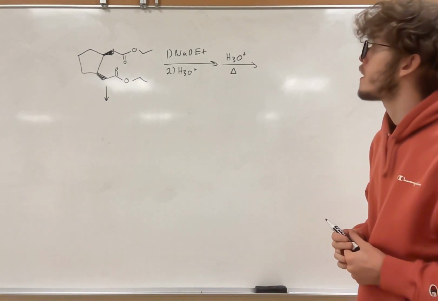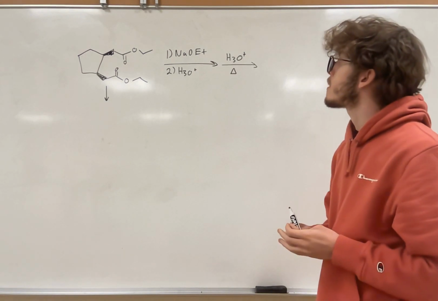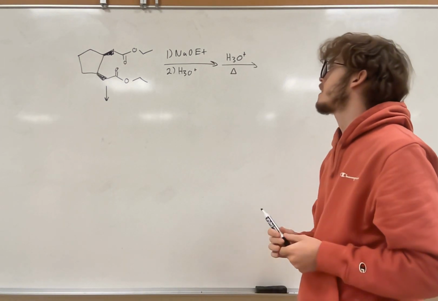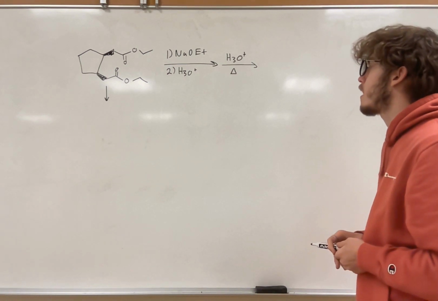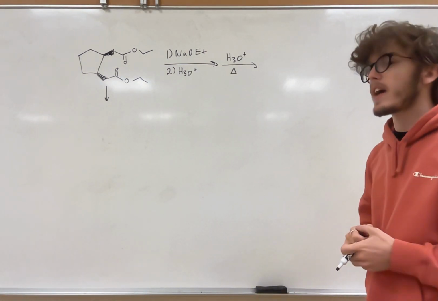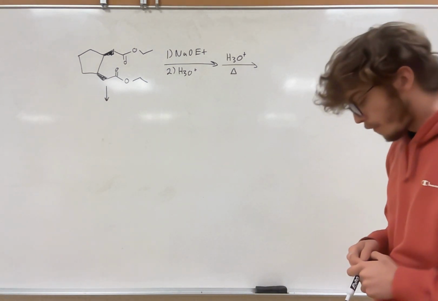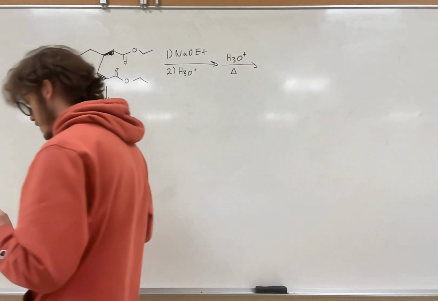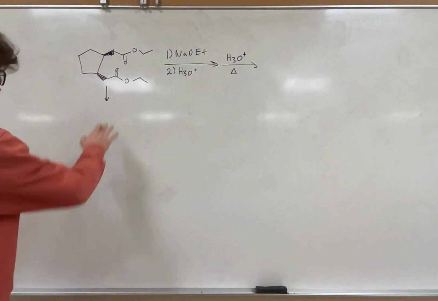So we have this diester reacting with sodium ethoxide, followed by an acid workup. Then we follow that up with some form of acid, aqueous acid, and heat. What will be our final product? So we're first just going to draw out every step of the mechanism to show what our final product will be, because I think that's the most important.